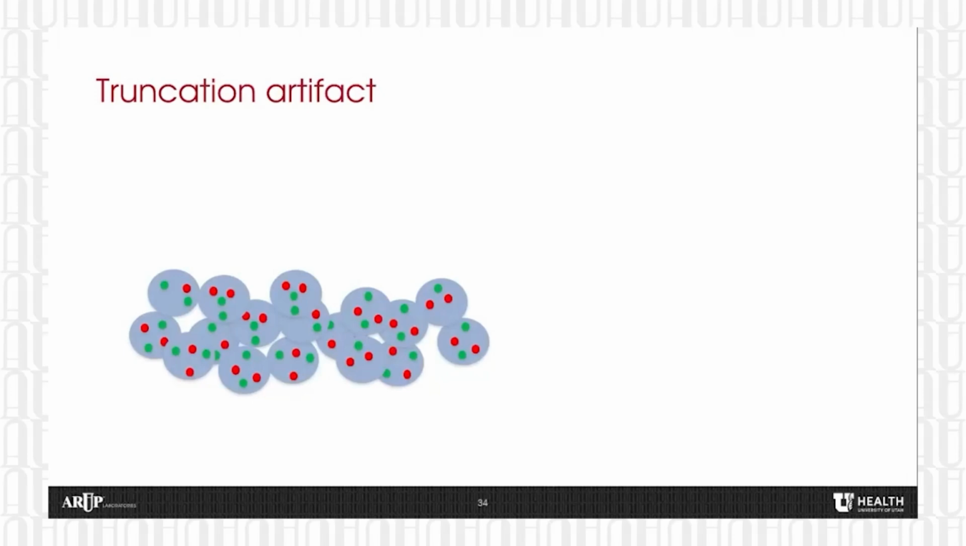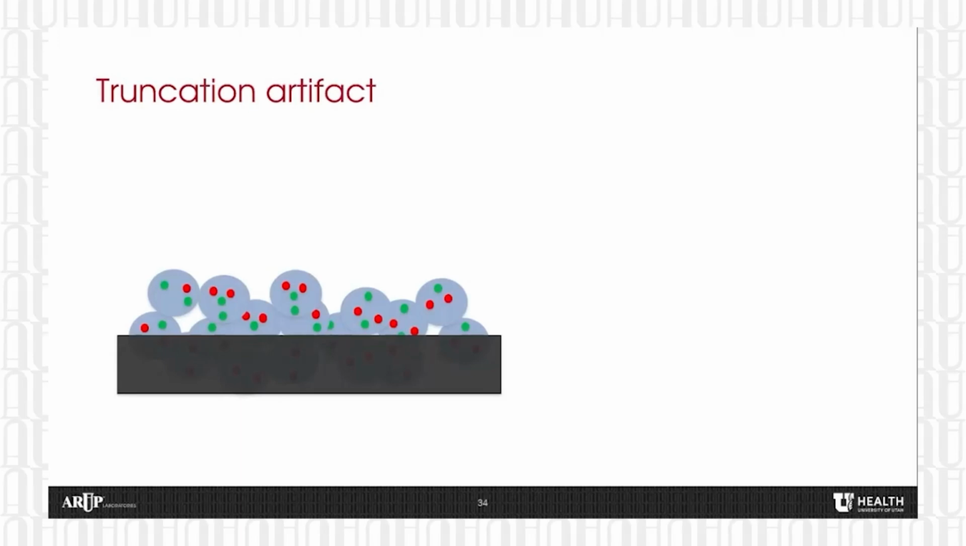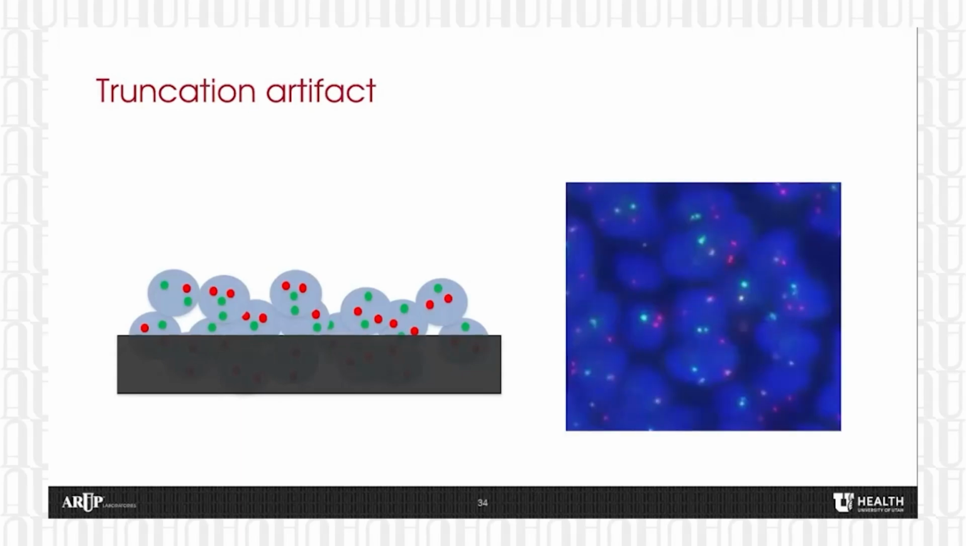And then when you take a section, usually a 5 micron section of that block, you'll only see a part of the nucleus, and sometimes they can show abnormal signal patterns. So there are also always cutoffs set in the laboratory to account for this artifact, to call an assay result abnormal.